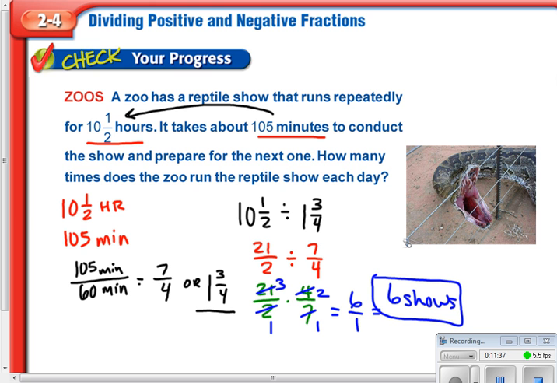This will conclude our lecture on 2-4 dividing positive and negative fractions.